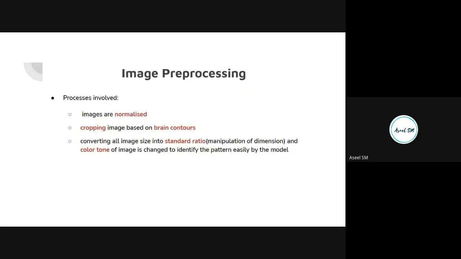So we are doing medical image processing, with some medical image pre-processing techniques. First, we'll be normalizing the images. That means we'll be removing the noise from the images, and also changing the grayscale images into normal images. After that, we'll be cropping my brain images based on the brain boundaries, that is brain contours. The next pre-processing step is converting all the images into a standard ratio, that is, the size of all images is converted to the same. And an important pre-processing step is changing the color tone, so the model can easily identify the pattern.